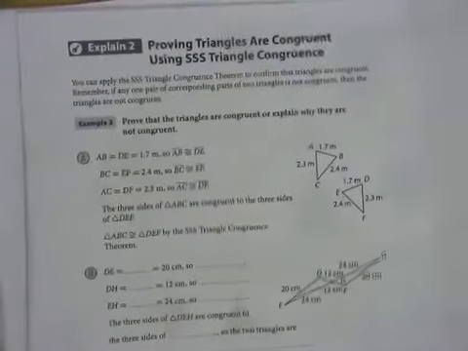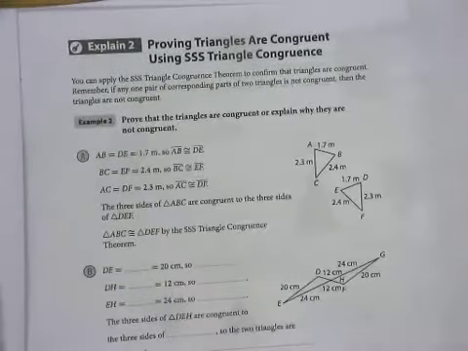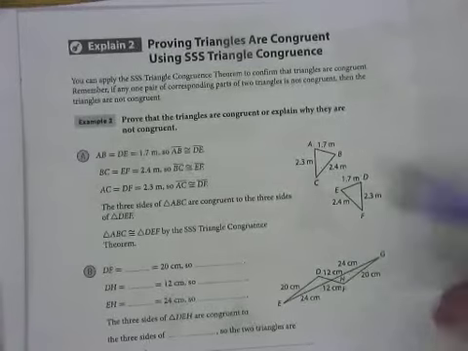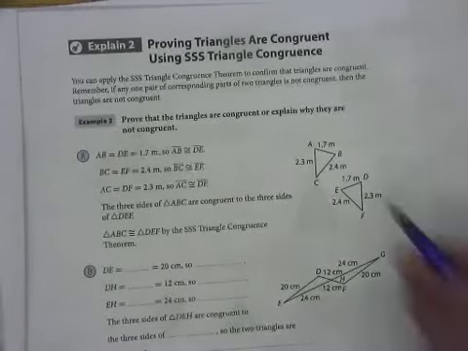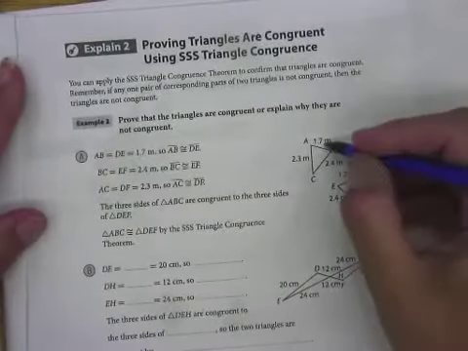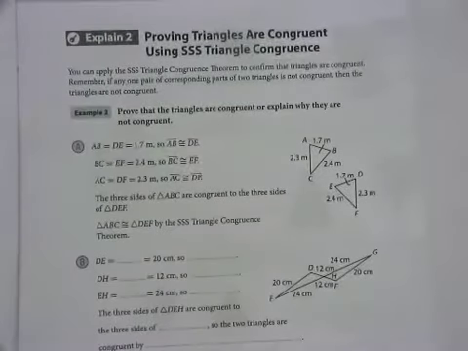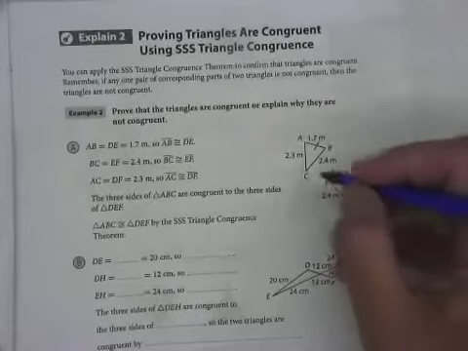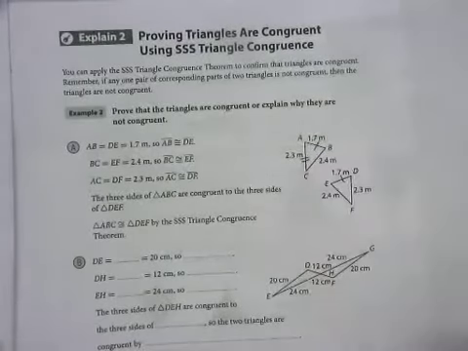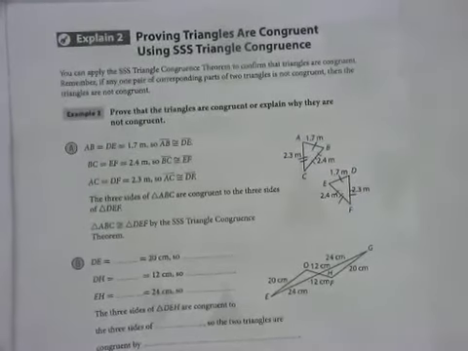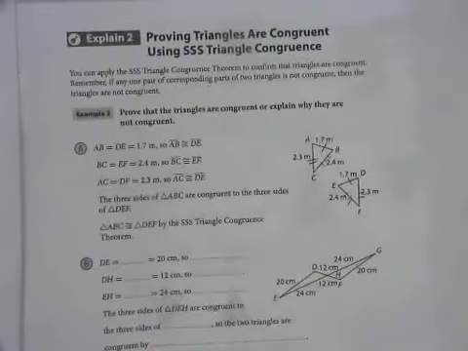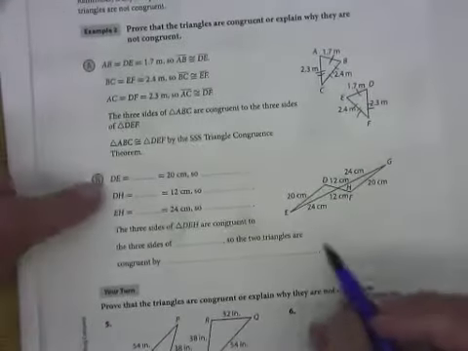So in this example 2 for explain 2, we're determining whether the triangles are congruent based on side-side-side. So in this problem, I know that this is 1.7 and so is this. I know that AC is 2.3, just like DF. And BC is 2.4, just like EF. So these triangles are congruent by side-side-side. Let's look at a similar example.